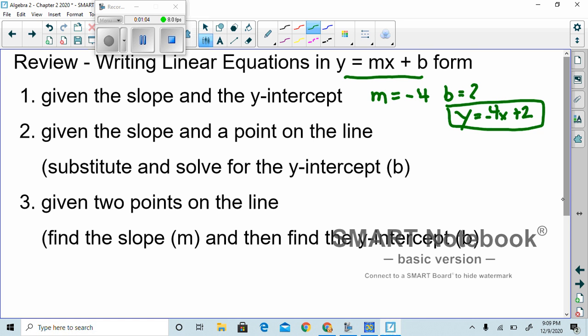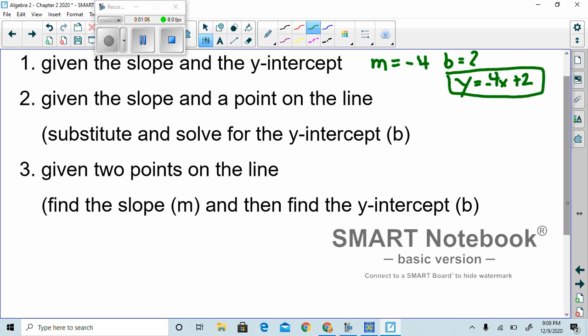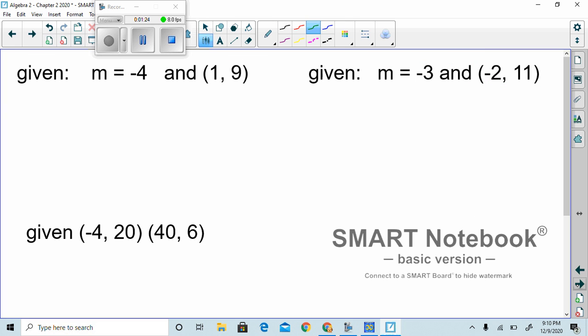And the last type we worked on in our last session was when we're given 2 points, so we need to find both the slope and the y-intercept. Remember, we need those 2 key pieces of information in order to write the equation. A little practice. We'll start with the type where we're given the point on the line and a slope.